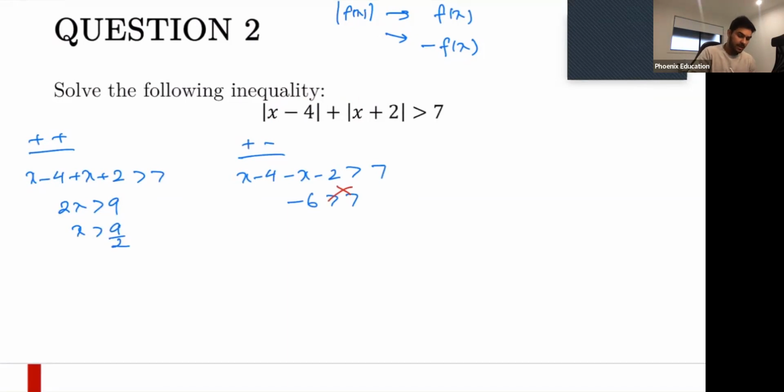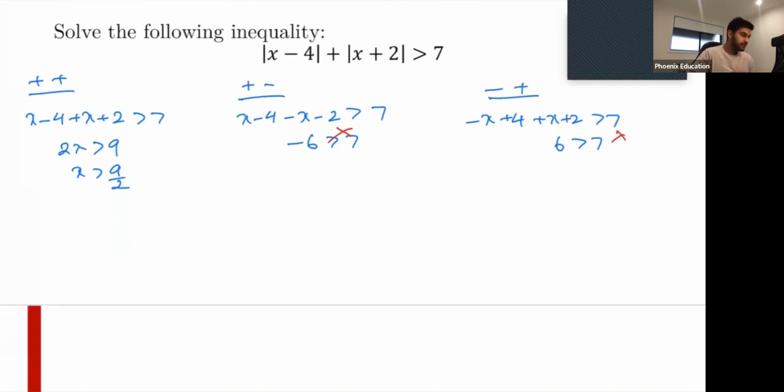Let's have a look at negative positive, where this is negative and this one is positive. This one also shouldn't work. So let's just have a look. So I'll multiply the first one by negative, keep the second one as it is. If this one comes out as 6 is greater than 7, that also doesn't make any sense. Okay, so we won't consider that particular solution.